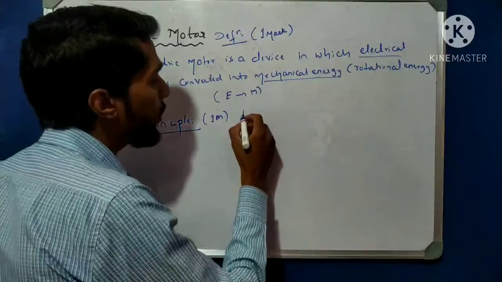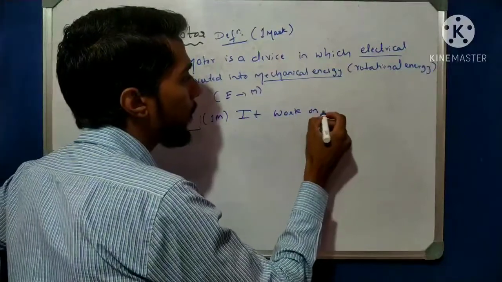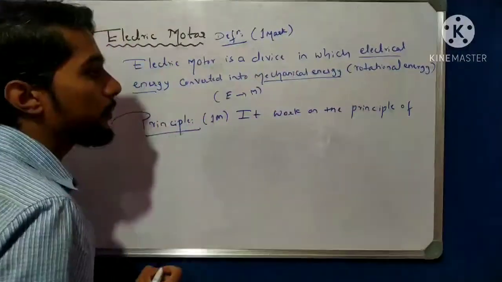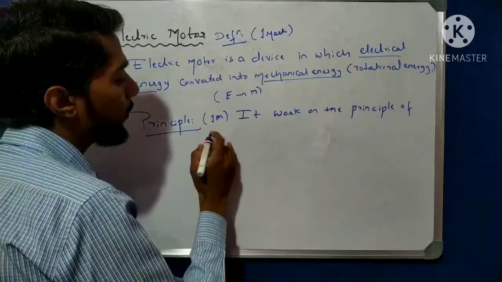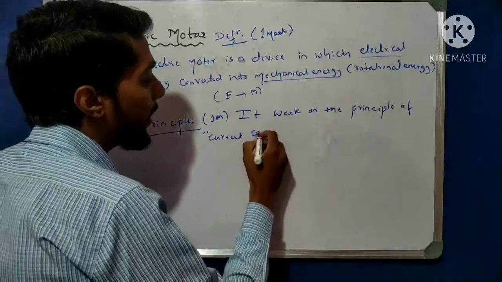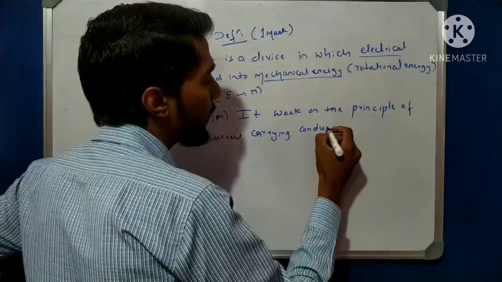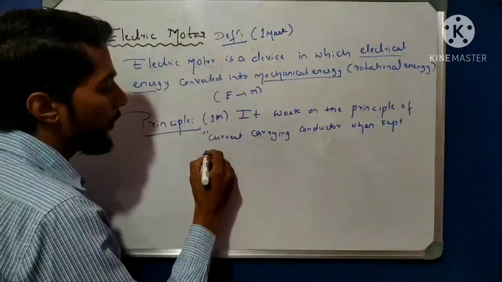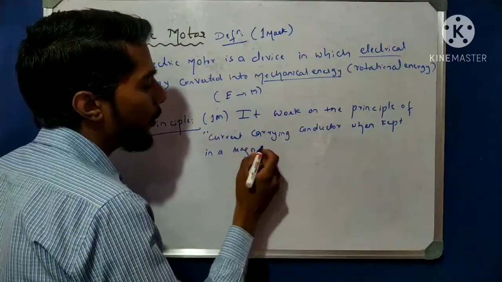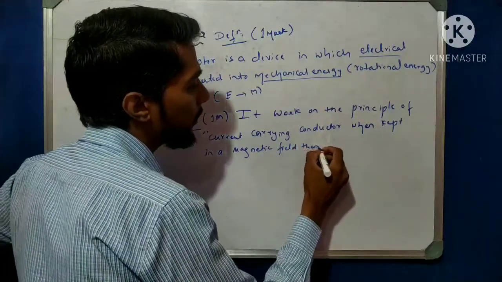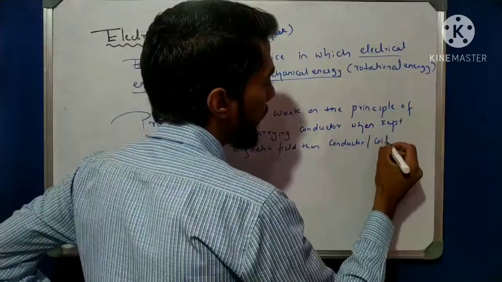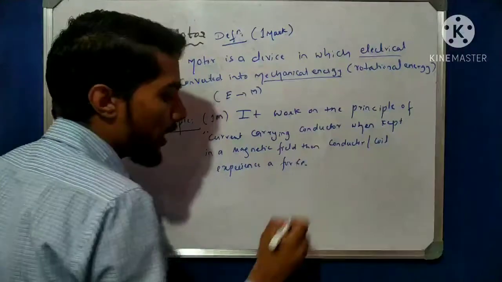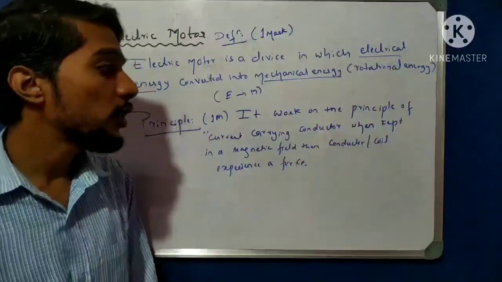So the electric motor works on the principle of a current carrying conductor, that is important, when kept in a magnetic field, a strong magnetic field, then the conductor, or what we also call a coil, experiences a force, that is called motion, and that force may be in the form of rotation or in any other form. That is the principle of an electric motor.